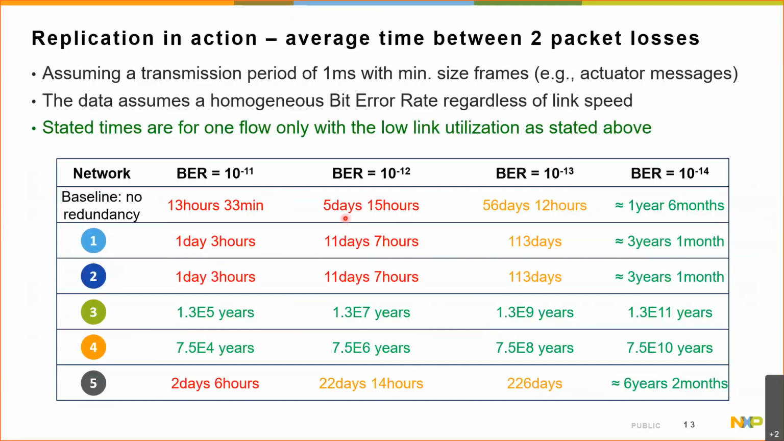We use color codes here. Red is when packet losses occur every 20 days of functioning or less. Green is for one packet loss at most every 1 year of continuous functioning. And orange is in between.